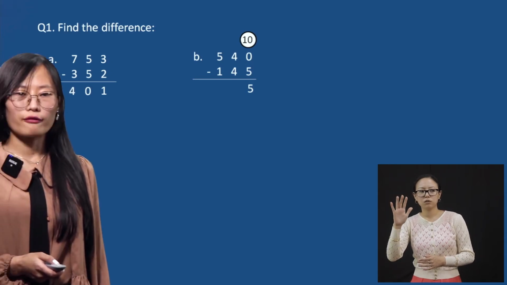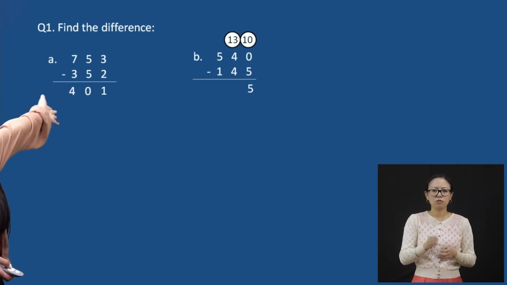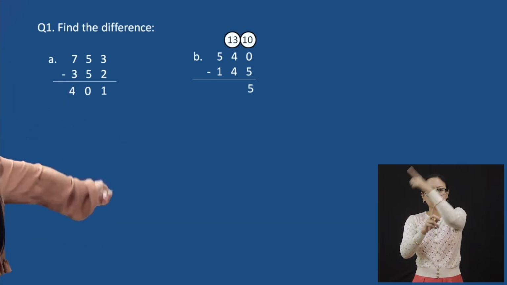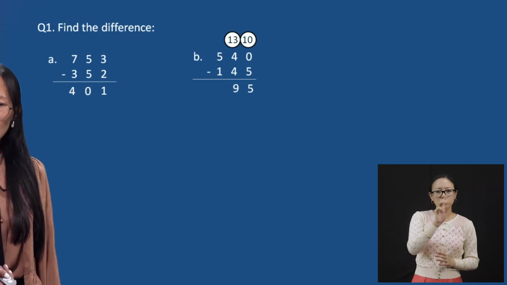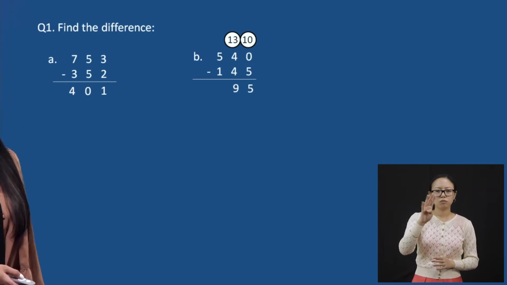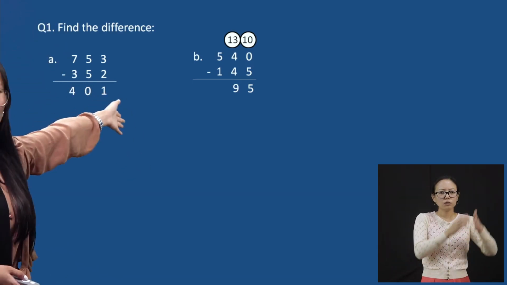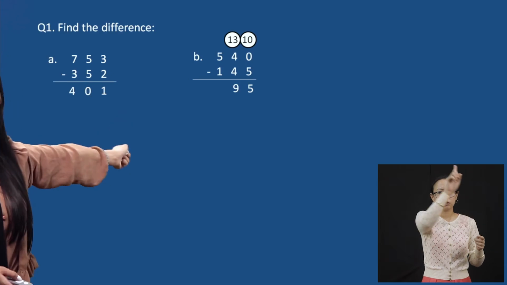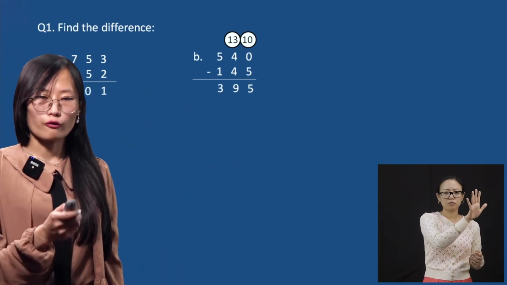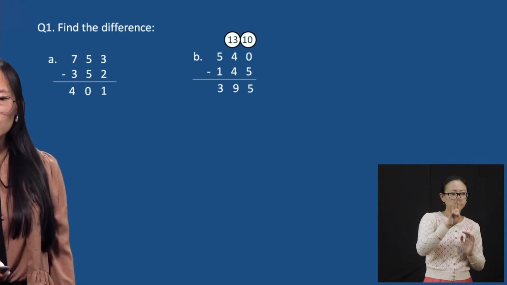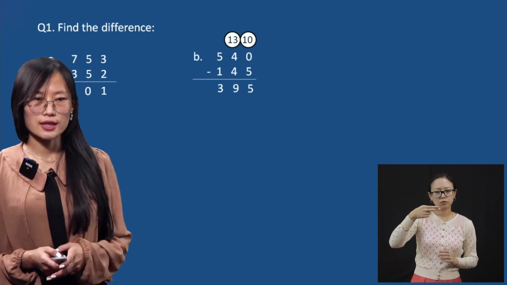See, now you have only 3. So you will borrow 1 from the hundreds place, which makes it 13. And 13 minus 4 will be 9. Now, in the hundreds place, 5 won't be 5 anymore. Why? Because 1 has been given to the next number. So it is only 4 here. So 4 minus 1 will be 3. So this is how subtraction is done.